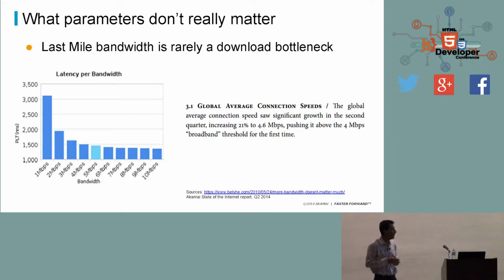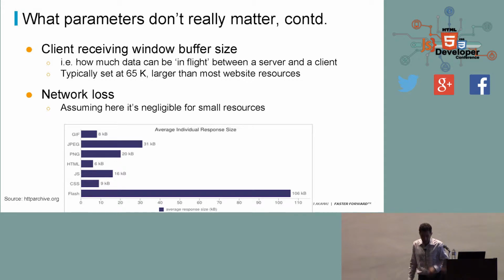home. Again, the last mile bandwidth that you hear quite a bit about, when it comes time to buy a subscription, does not really matter. And another parameter you might hear about is called the buffer receiving window. It's basically the amount of data that can be in flight between the origin and the client. When the client buffer is full, it's going to say, no, slow down, I cannot keep up. It's typically set to 65K. And as we know, most individual web resources are smaller than this, so it's not a major factor.